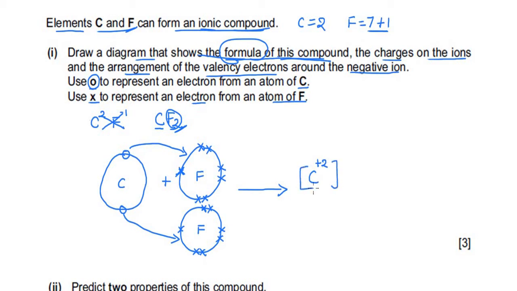Let's draw that in the bracket, and then it says that we need to draw the valency electrons around the negative ion. Now as we know that F is the negative ion which has gained the electrons, so we need to draw 2 F atoms with its outer shell electrons showing the negative charge.